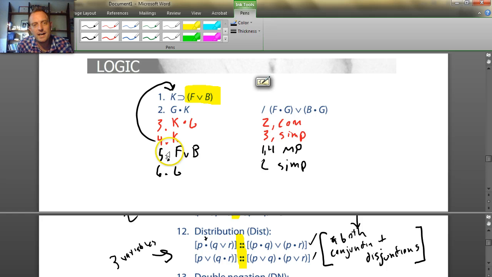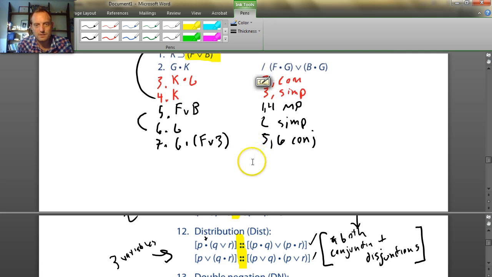Now that I have that, let's conjoin these two together using the rule of conjunction. So that's going to be G and F or B. That's lines 5 and 6, conjunction. And I swear I'm not looking at the answers here. You can't know, and you don't have to believe me, but I'm not. Now that I have this, let's do a distribution, because don't I have this setup where I have a conjunction, parentheses, and 3 variables. So I'm in good shape here. Let's do that now.